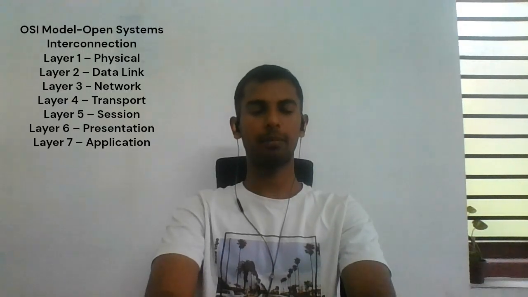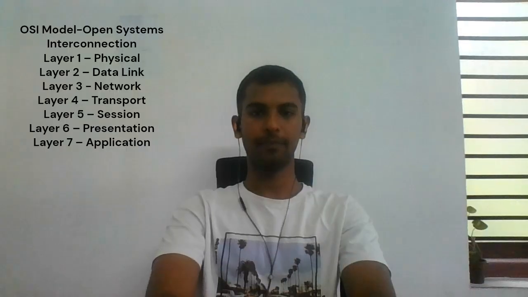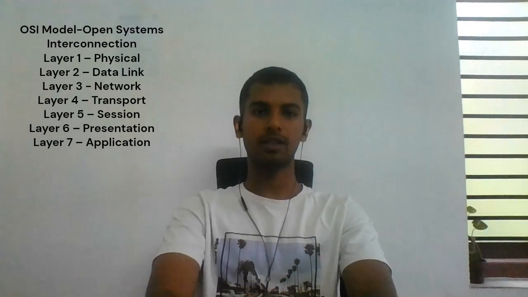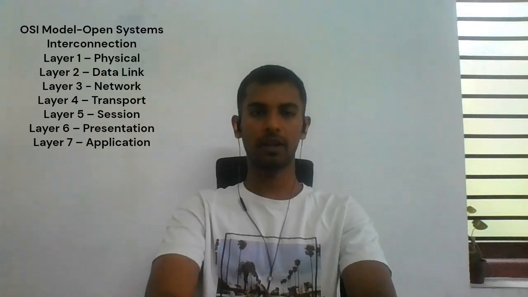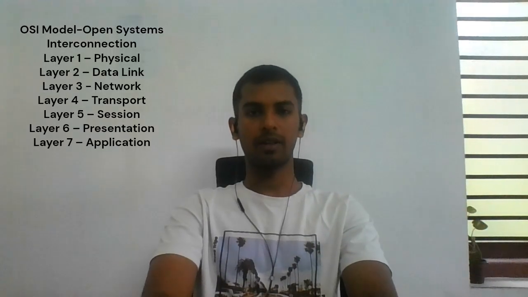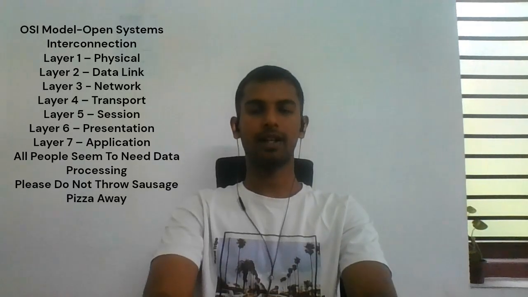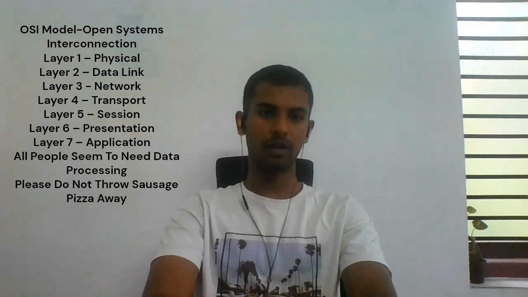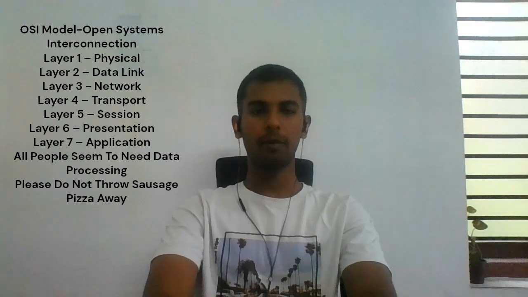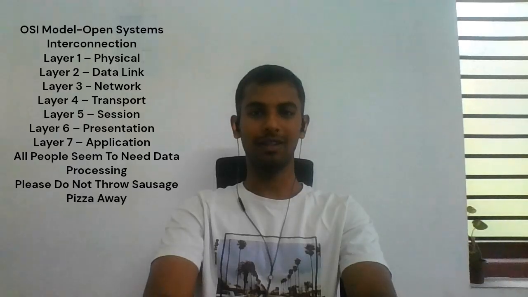Layer 7, application. This is what you see: web browsers, email clients, Zoom, Netflix. It's how you interact with the network. A quick way to remember it is using the mnemonic: All people seem to need data processing. That's layer 7 to 1. Now you can flip it: Please do not throw sausage pizza away, if you're climbing from cables to the app.